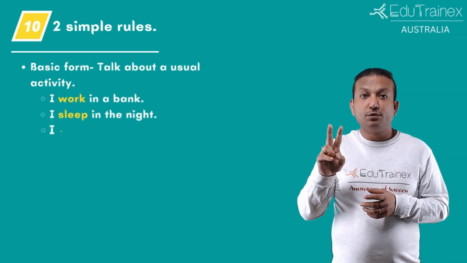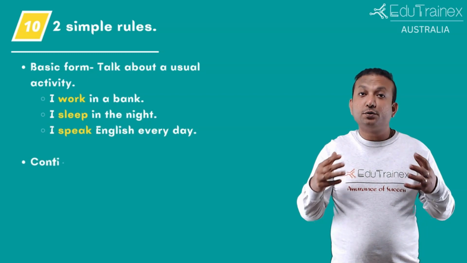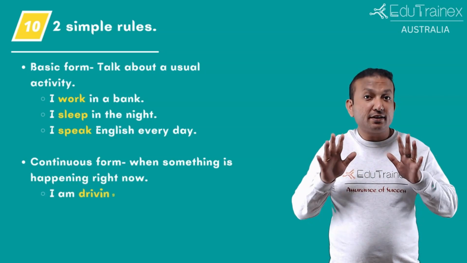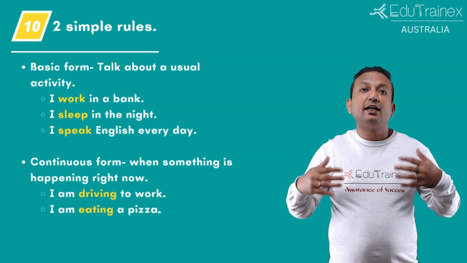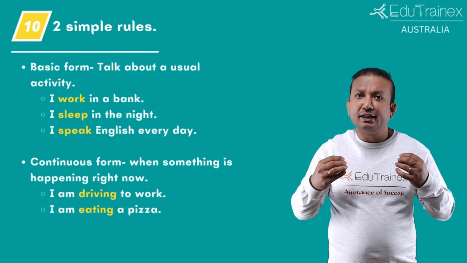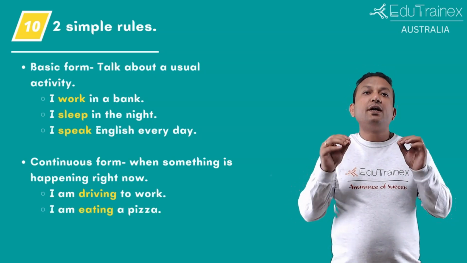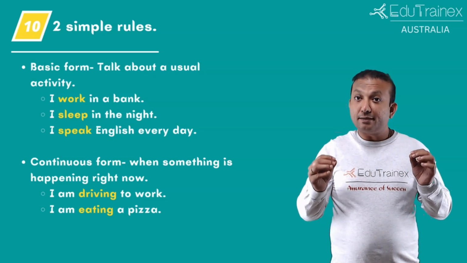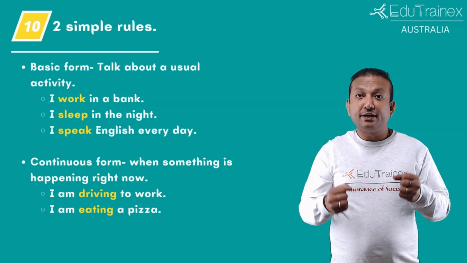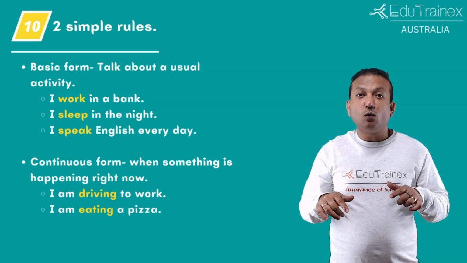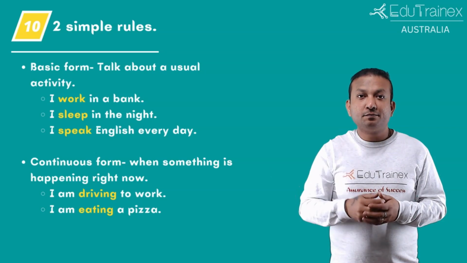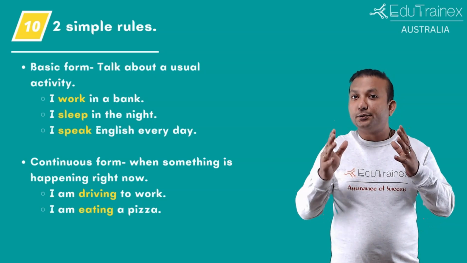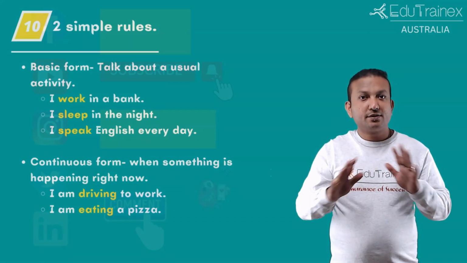Follow these two simple rules. If you want to talk about a usual activity like I work in the bank or I sleep in the night, so these are usual activities. Like when we say I speak English every day, not I'm speaking English every day. So when do we use the continuous form then? Simple. When something is happening right now, for example, I am driving to work, so I'm driving right now. Or I'm eating a pizza, so I'm actually eating the pizza right now. In these scenarios, you use the continuous form. Otherwise, just use simple present.